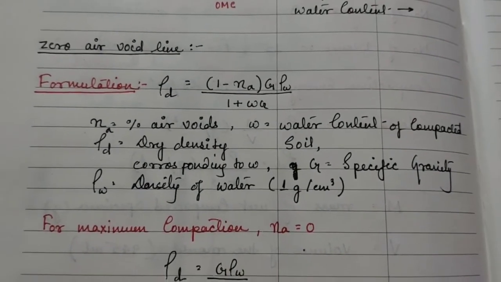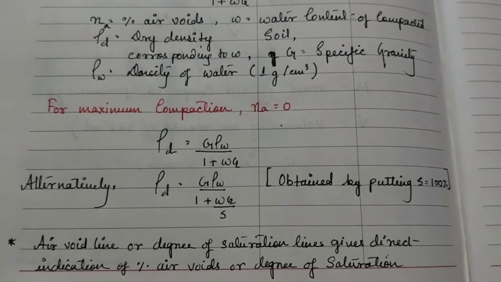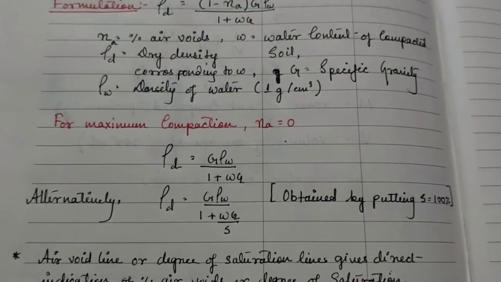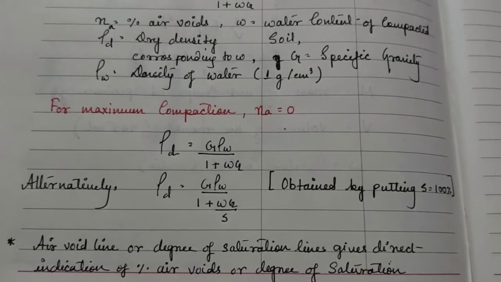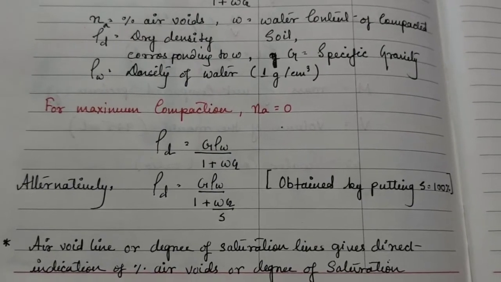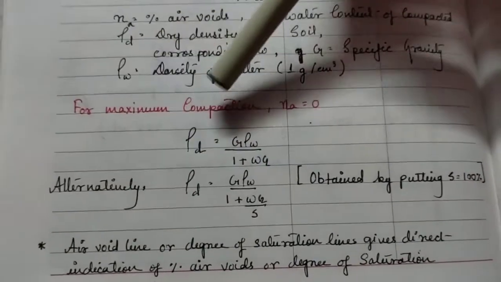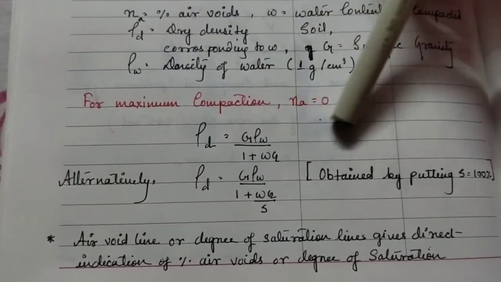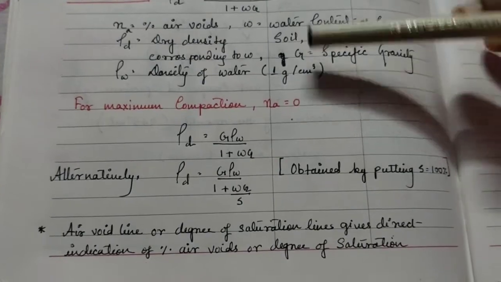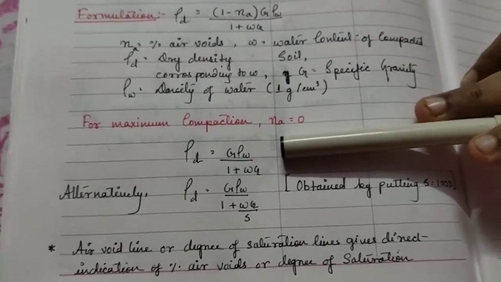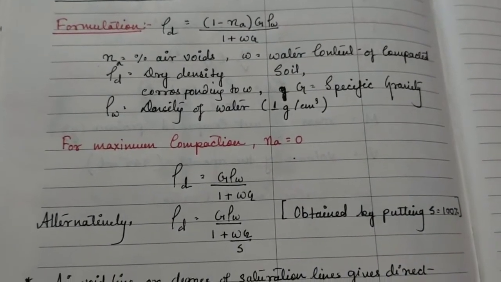The theoretical maximum compaction for any given water content corresponds to the zero air void condition, as we know that maximum compaction can be achieved when all the air present in the voids of the soil is eliminated. So for this reason, we are considering na as 0. So whenever maximum compaction is achieved, the air void percent will be 0, and putting na as 0 here, we get the corresponding dry density as G rho w divided by 1 plus wG.